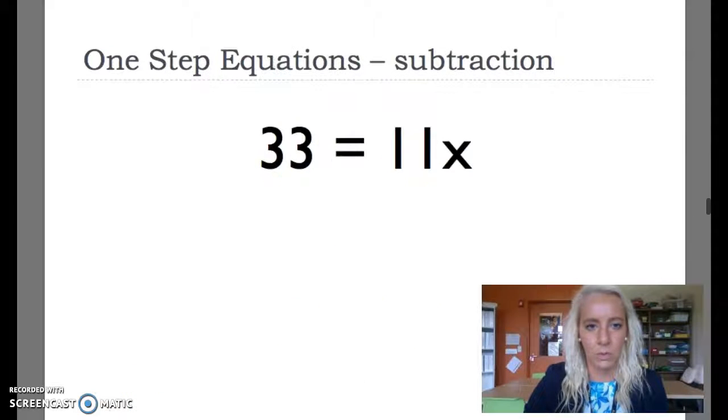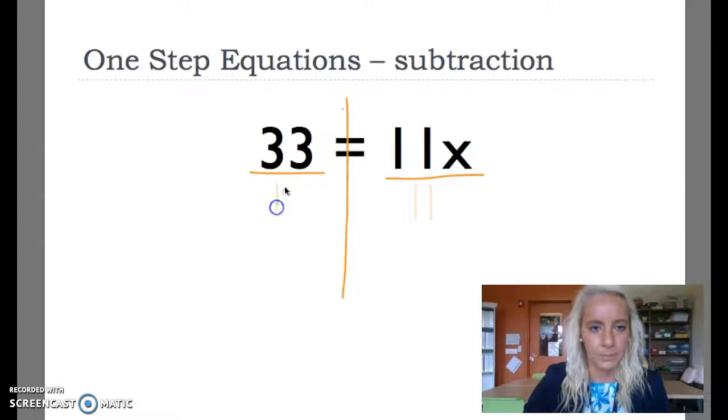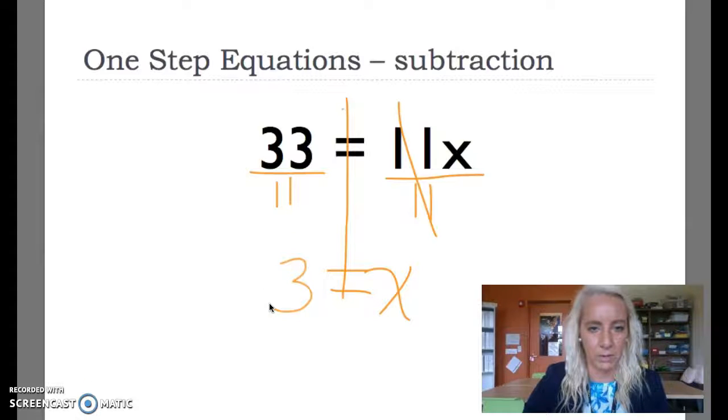Again, the x or the variable can be on the other side. The concept is still the same. I'm going to divide both sides by 11 because the variable is being multiplied by 11. My 11's cancel out because the variable is on this side of the equal sign. So 33 divided by 11 is 3.